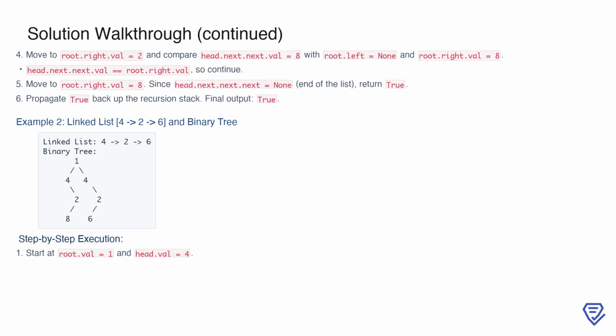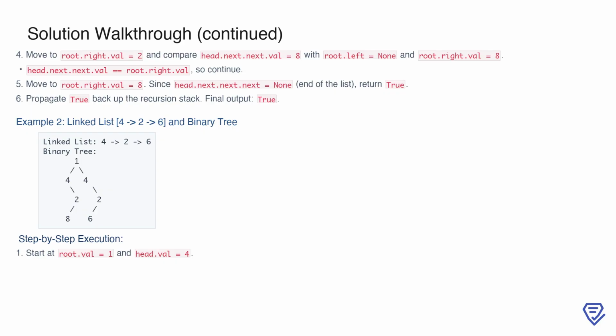Proceeding further in the depth-first search, we now compare the next value in the linked list, 8, with the left and right children of the current tree node, which is 2. Here, the left child is null, but the right child has the value 8, which matches the linked list. Since there are no more nodes left in the linked list to check, we have successfully traced the entire linked list within the binary tree. The recursion then propagates the result of true back up the call stack, confirming that the linked list, 4-2-8, exists as a subpath. Next, we examine a new example with a different linked list, 4-2-6, and the same binary tree.